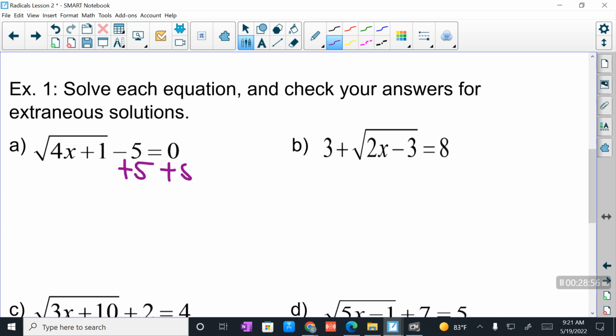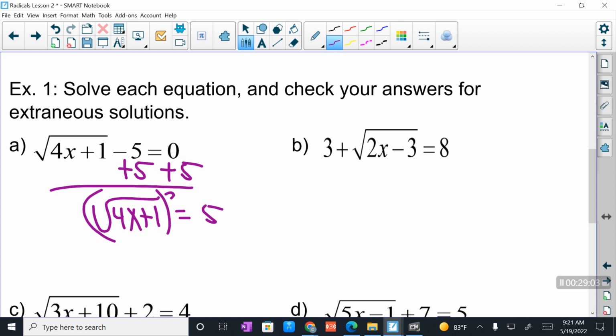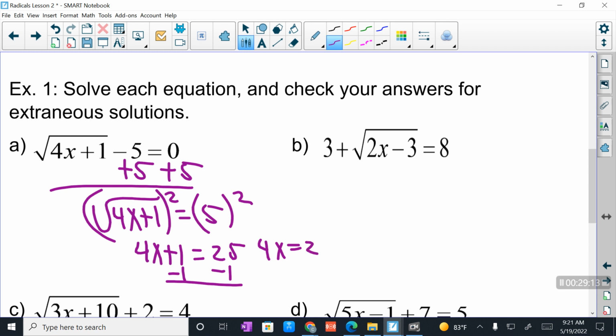I want to get the radical alone. So I'm going to add 5 to both sides. Guys, how do I get rid of that radical? Square both sides, my brothers and sisters. So now I have 4x plus 1 equals 25. Subtract 1. 4x equals 24. Divide by 4. X equals 6. Let's go. That's it.